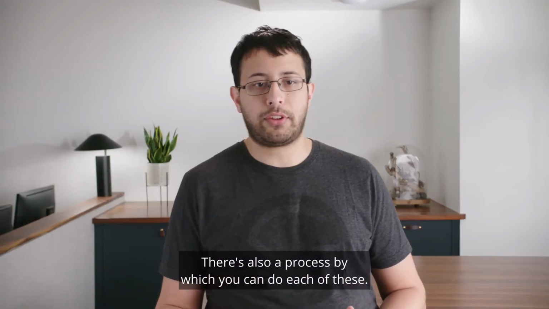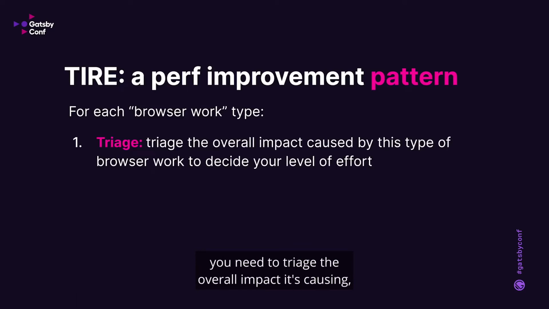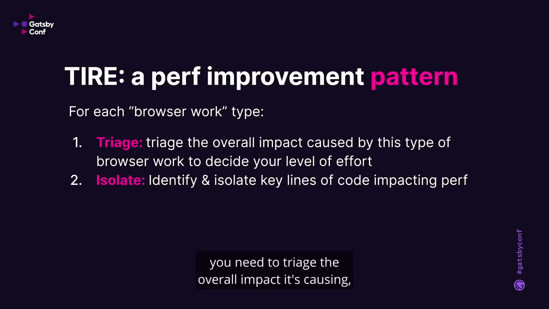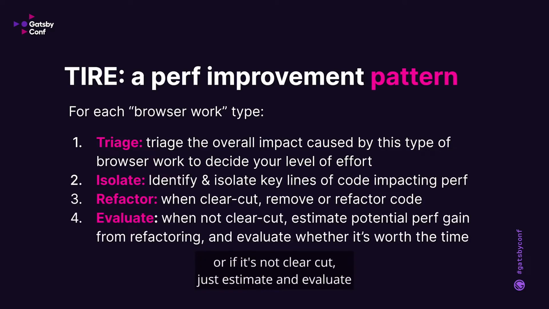There's also a process by which you can do each of these. Let's talk about that process. For each type of browser work, you need to triage the impact it's causing, isolate key lines of code that are causing that, refactor or remove that code when it's clear-cut, or if it's not clear-cut, just estimate and evaluate whether it's worth your time to tackle that problem.